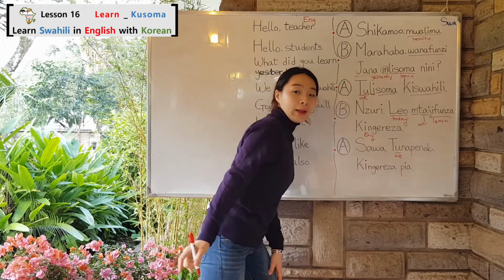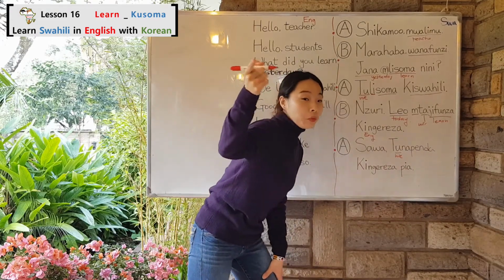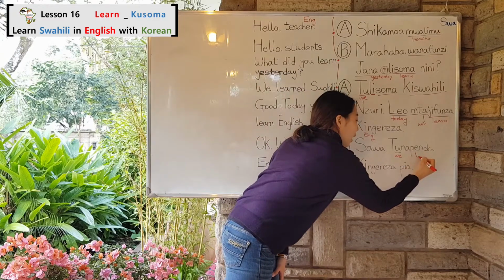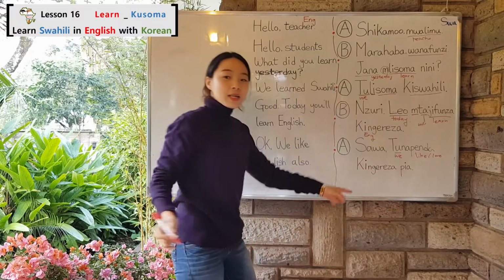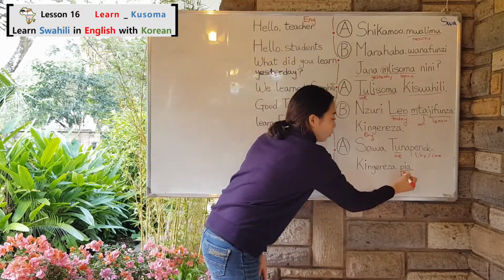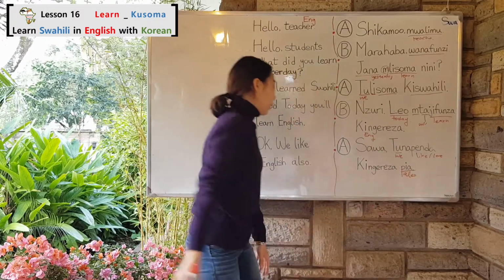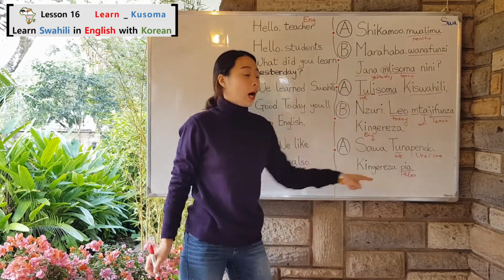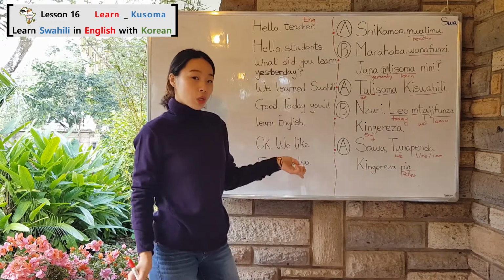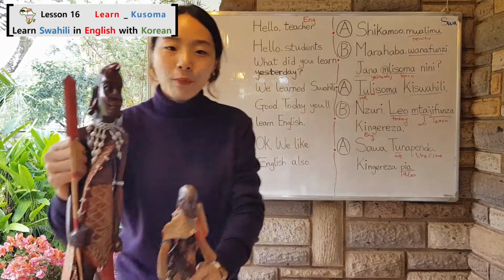Do you remember penda? Unapenda sambusa? Penda is like or love. Kiingereza pia. Pia is also. We can say we like English also. Tunapenda Kiingereza pia. We like English also. Very good.